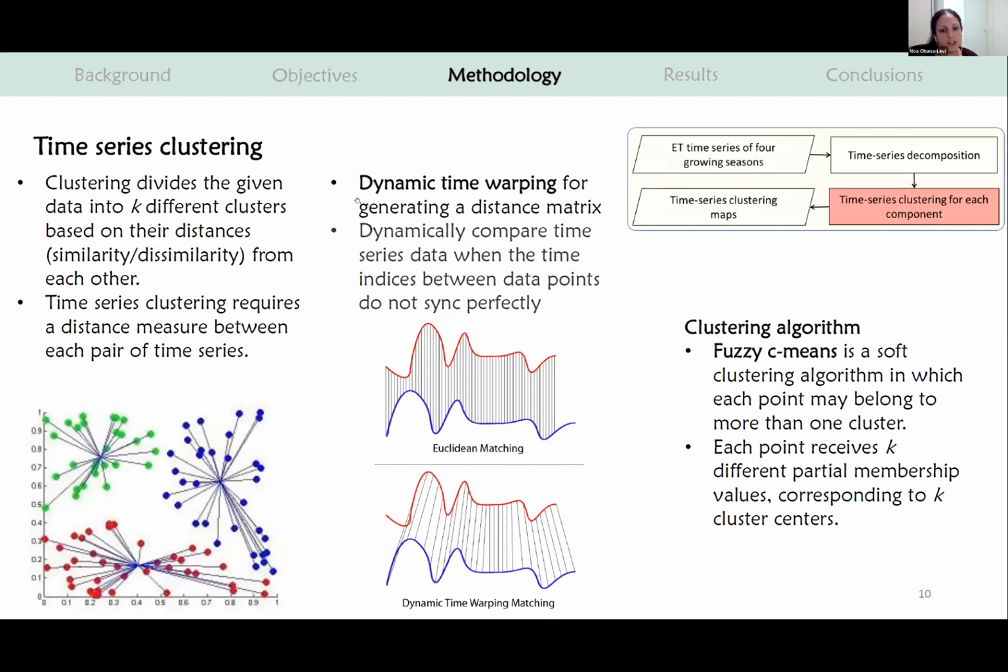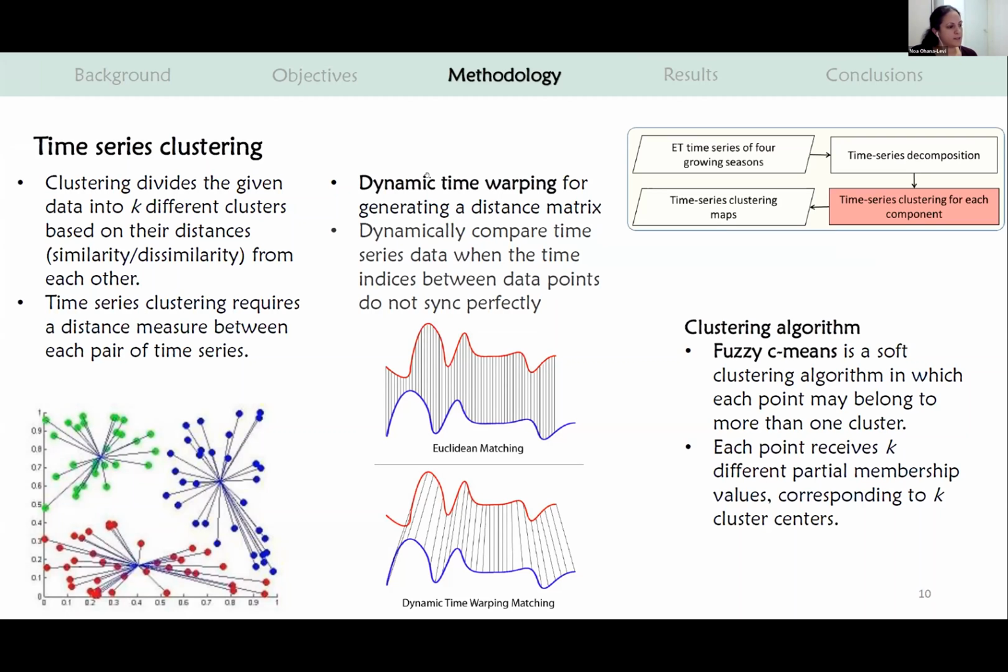So time series clustering is a big topic. I'm just going to say a few words about it. Clustering in general is a process where we want to take the data and partition it into specific groups where the observations in each group are as similar as possible, while the different clusters are as dissimilar as possible. But in time series, we don't have one value per observation or per pixel in our case. We have multiple values, right? We have time series. Each pixel is a vector of values.